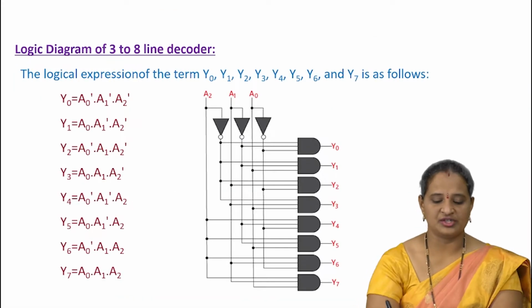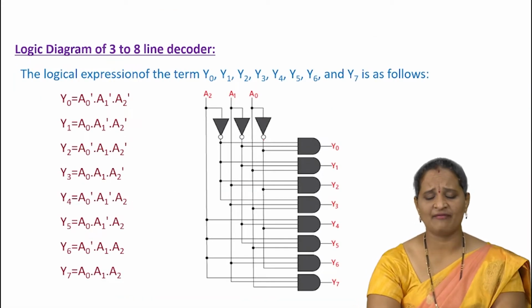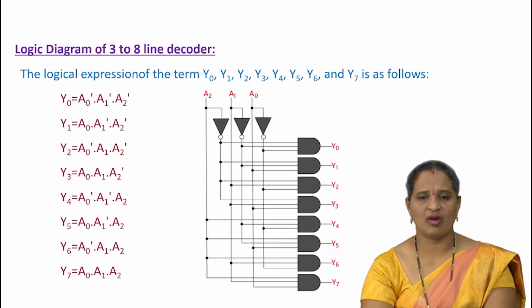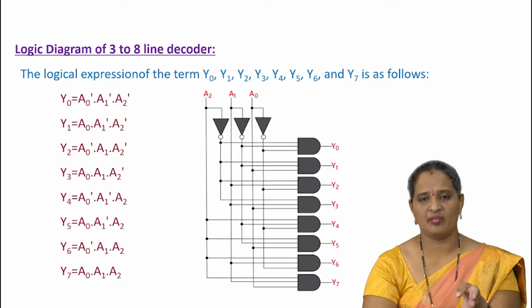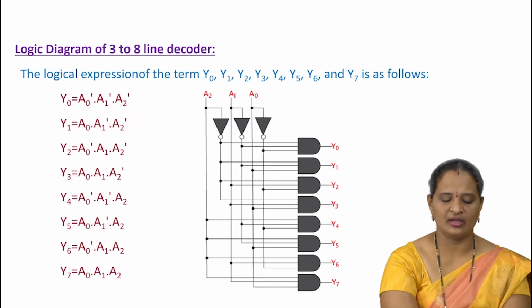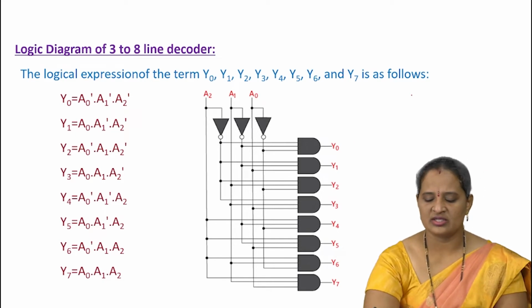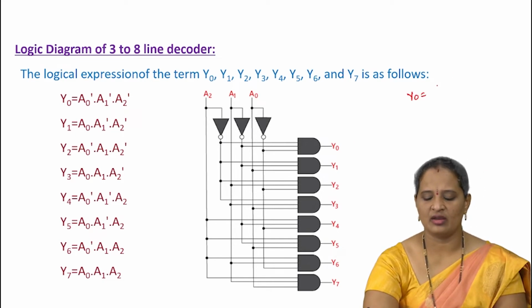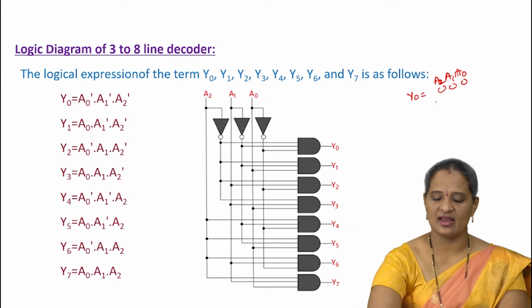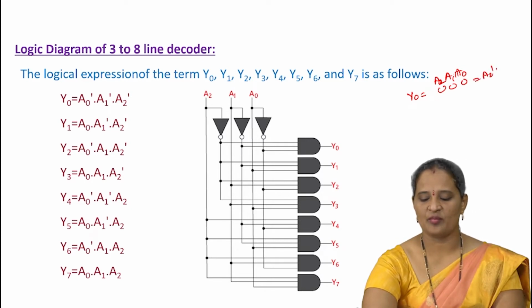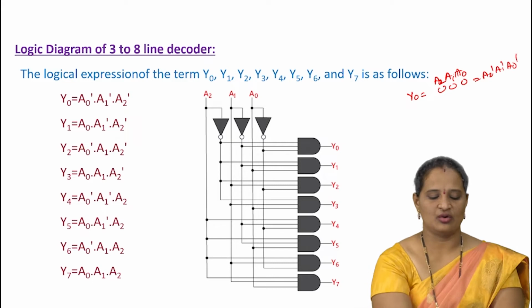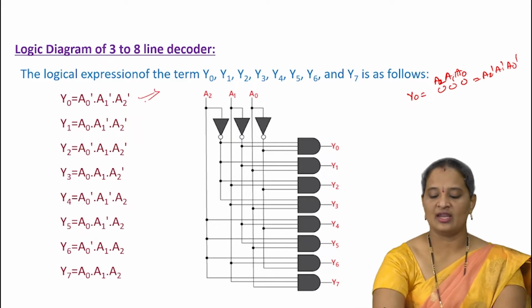Coming to the logic functions, we can have an enable input, which is optional. We can have enable input or not, but you need to remember it. I'm not mentioning enable input here. Y0 is high when A2, A1, A0 are all zeros. That means Y0 is equal to A2 complement, A1 complement, A0 complement. This is Y0.